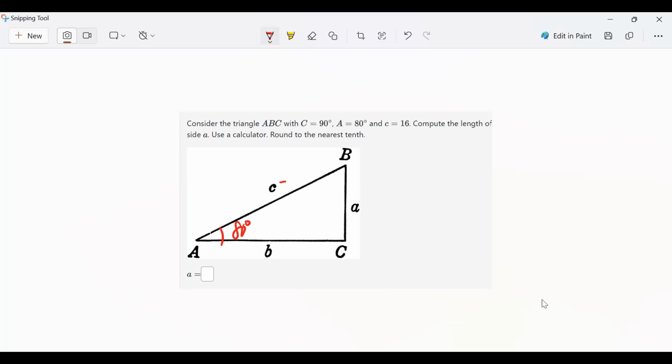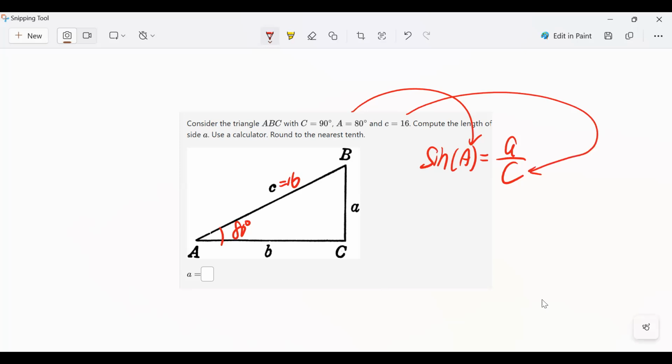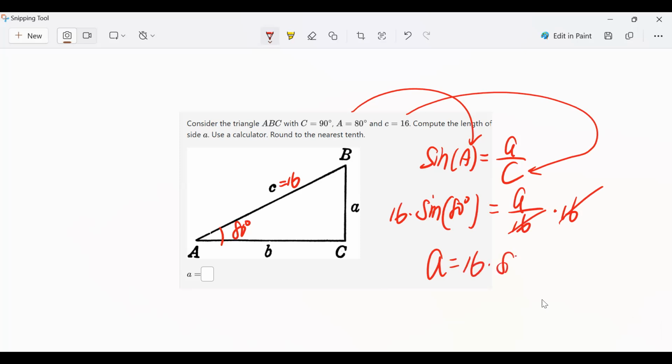And C is 16 units. Now again, we're going to use the sine of angle A equal to a over C. I'm replacing angle A with 80 degrees, and now replacing C with 16. So sine 80 degrees equal to a over 16. Now multiply both sides of the equation by 16. Cancel that, 16 cancels, and a equals 16 times sine 80 degrees.